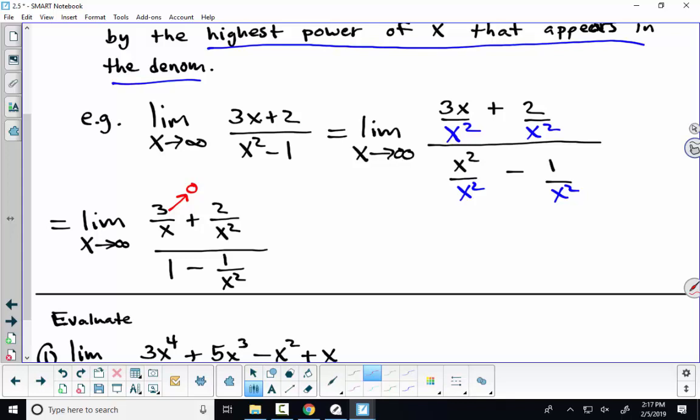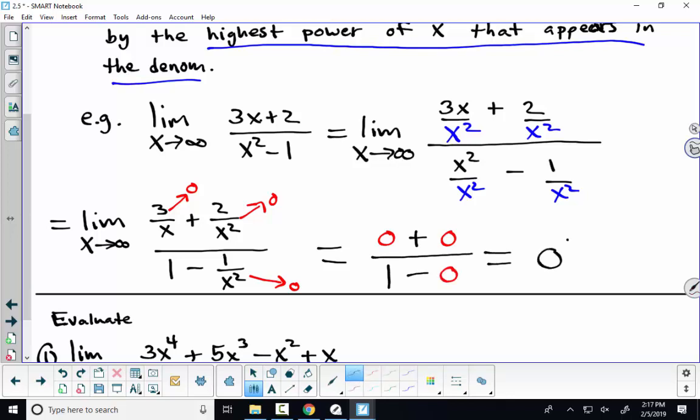What's 2 over x squared approaching? Also 0. 1 is approaching 1. 1 over x squared is approaching what? 0. So this is 0 plus 0 up top over 1 minus 0, which is the same result we had just by looking at leading term over leading term and then dividing, but it's a more generic process.